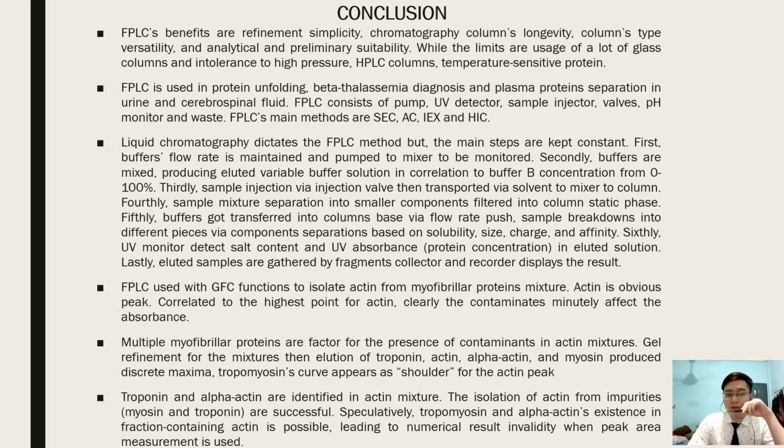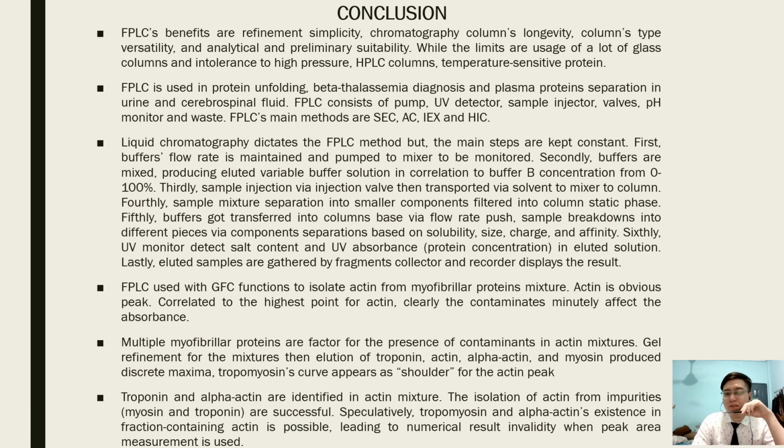Now from this study, we also know that FPLC used with GFC functions to isolate actin from the myofibrillar proteins mixture. Actin is an obvious peak correlated to the highest point for actin. Clearly, the contaminants minutely affect the absorbance. Now, multiple myofibrillar proteins are a factor for the presence of contaminants in actin mixtures. Gel filtration of the mixture, then elution of troponin, actin, alpha-actinin, and myosin produce discrete maxima.